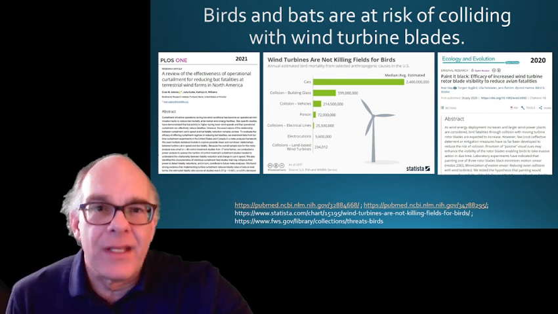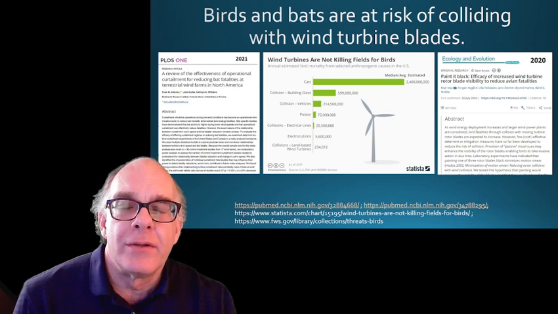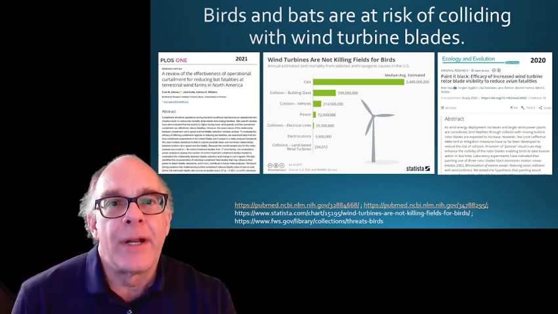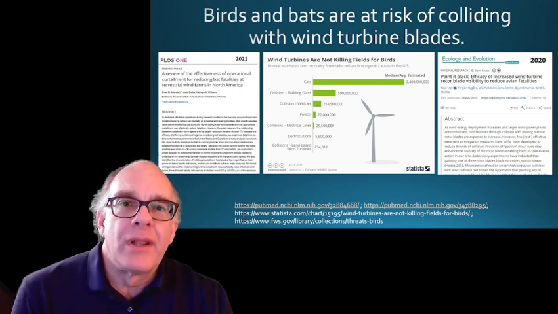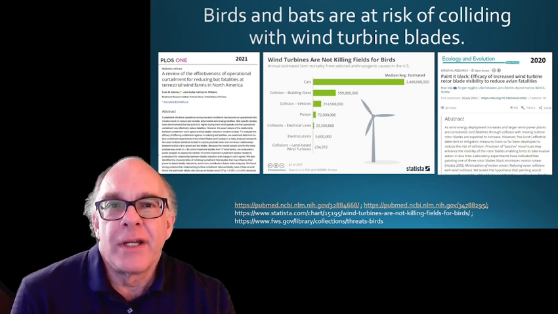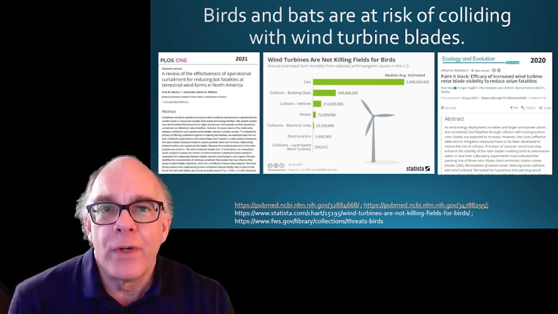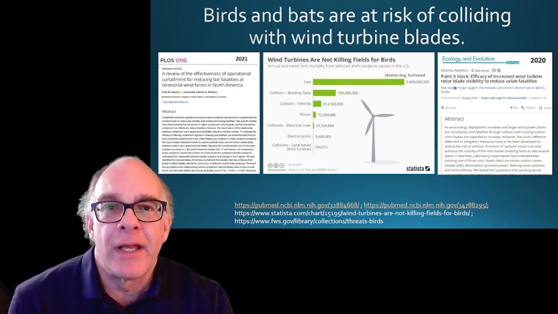Now, wind energy is a potential source of green energy, a source of energy that is not contributing to the release of carbon dioxide and greenhouse gases, which is a good thing. But like many, many things in science, we have to balance the benefits with the risks. What are the advantages in relationship to the disadvantages?